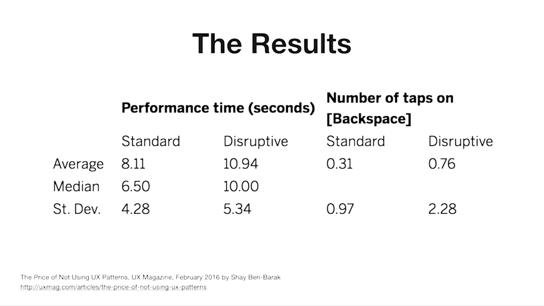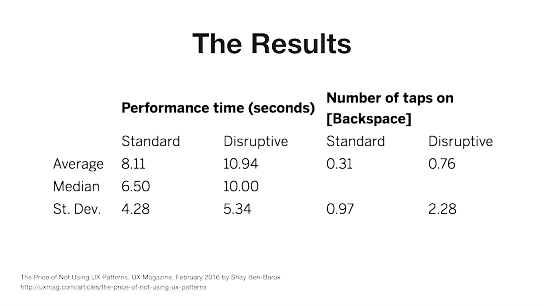You can see the results of this experiment on the screen. The standard keypad took 8.11 seconds on average for someone to dial the 10-digit number, whereas the disruptive keypad took 10.94 seconds. It's a 35% difference in time. It took people 35% longer to use the disruptive keypad versus the standard keypad. You can also see the number of taps on the backspace key.